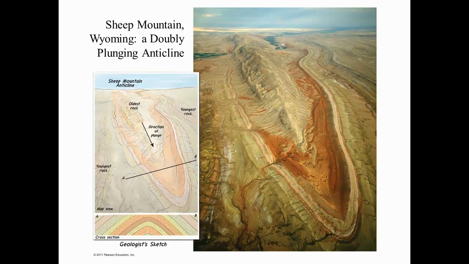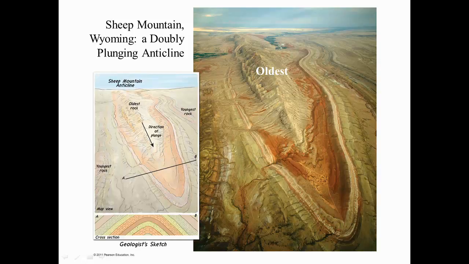But here, for an example, is a doubly plunging anticline. In other words, it's plunging in two directions. And so if you look at the structure, again, we're following the rules of anticlines. The hinge line is right through the center. Notice that peak running right down the center. That follows the hinge line of the anticline, right along the core.